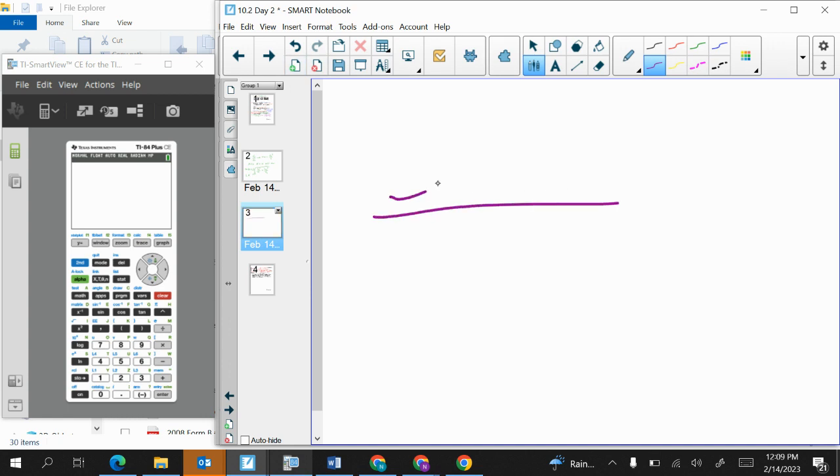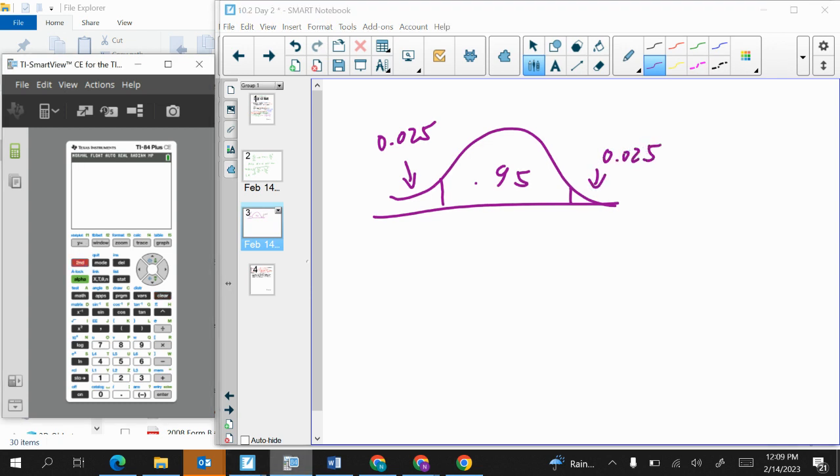Now to get that t star, if I do it in the calculator, so I want a 95% interval. That means that 0.025 is in both sides. I'm going to do second, inverse t, 0.025. My degrees of freedom is going to be 27. You do need to write your df on an FRQ problem, what it is, because depending on what your degrees of freedom is, things are going to change a little bit. So 2.0518.